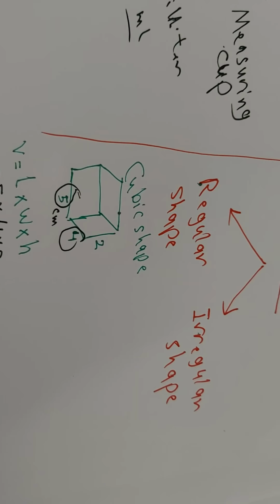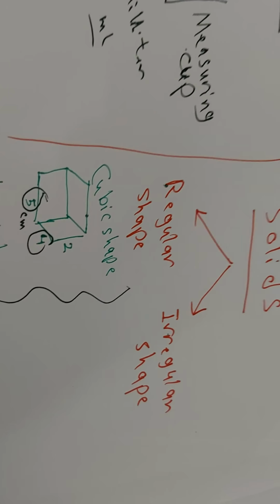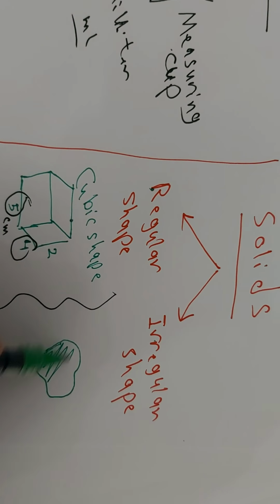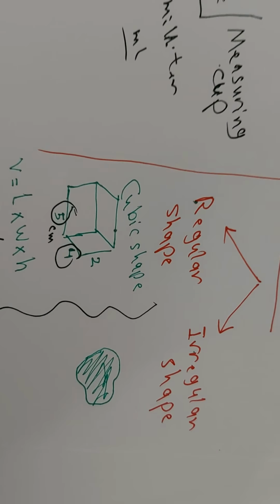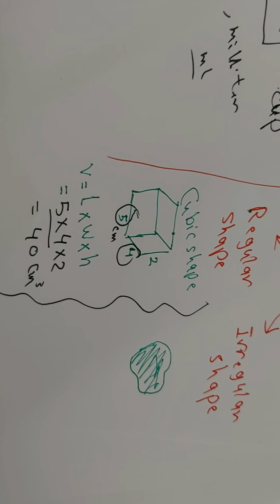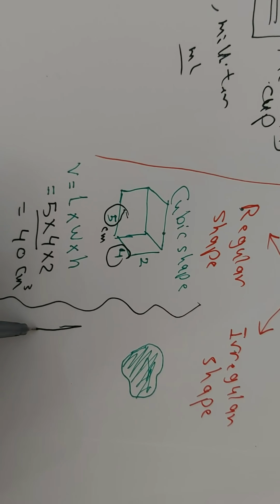Now, if we have an irregular shape, for example a stone like this, this shape is irregular. So how do we find the volume of this shape? To find the volume of this shape, I'll use a measuring cup.